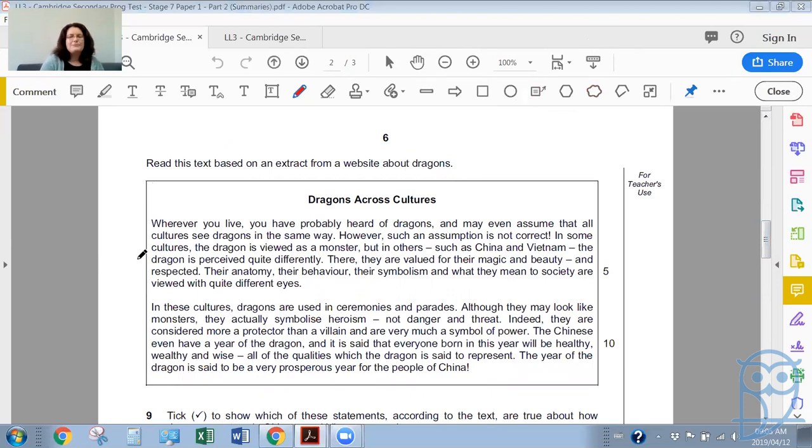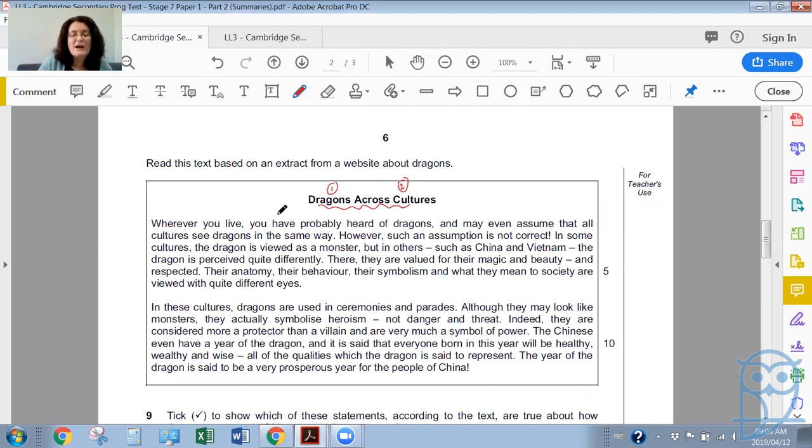All right, so the text starts with a title, Dragons Across Cultures. So we're going to be looking at two things, right? We're going to be looking at dragons, the concept of dragons, and something else. What in particular? Cultures. So remember, always pay attention to the ideas that you're given in a title. It will help to focus your mind on what's going to be explored in the extract.